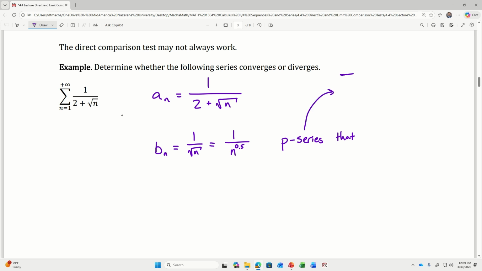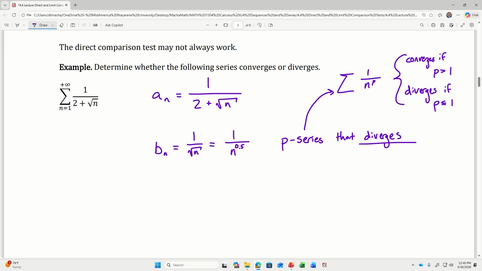Remember, a p series is a series that looks like 1 over n to the power p. And a p series converges if p is greater than 1, and diverges if p is less than or equal to 1. So whenever I have p equals 0.5, is this going to converge or diverge? Yeah, this is a p series that diverges.